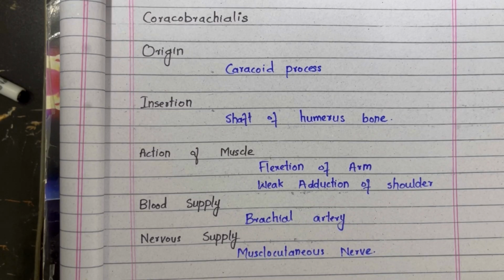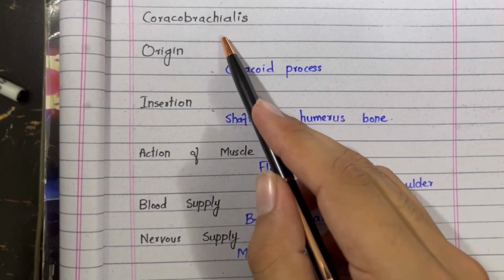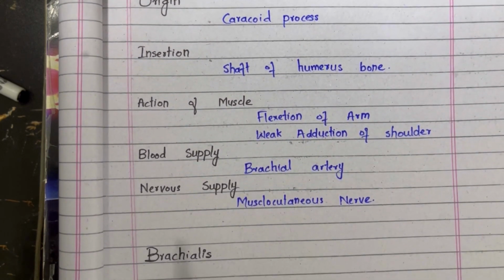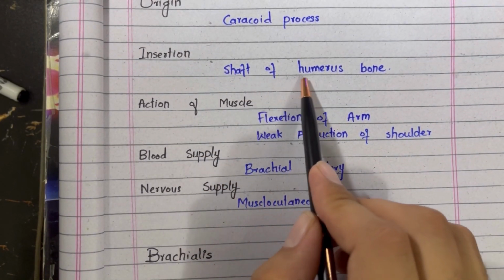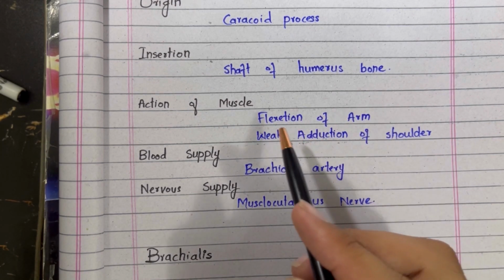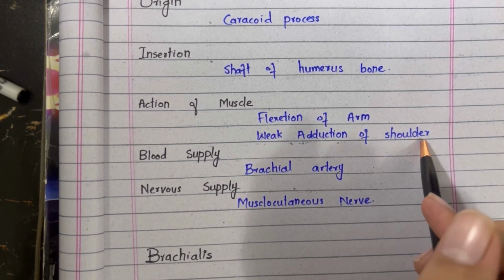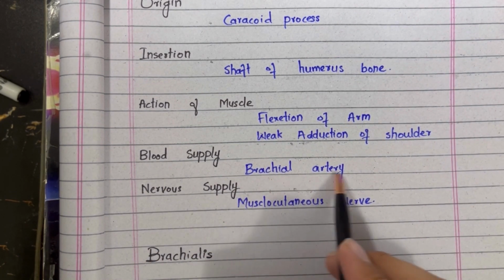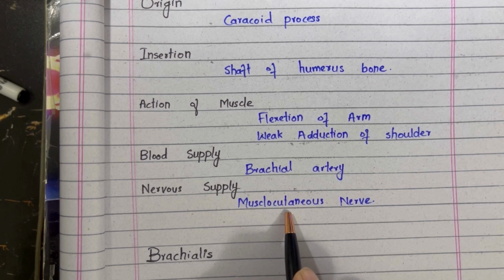Now student, as we have discussed the anatomy of the Coracobrachialis muscle, here we will overview it. It originates from the coracoid process of the scapula and inserts on the shaft of the humerus bone. The action of the Coracobrachialis muscle is the flexion of the arm, and it is a weak adductor of the shoulder joint. The blood supply of the Coracobrachialis muscle is the brachial artery, and it is innervated by the musculocutaneous nerve.